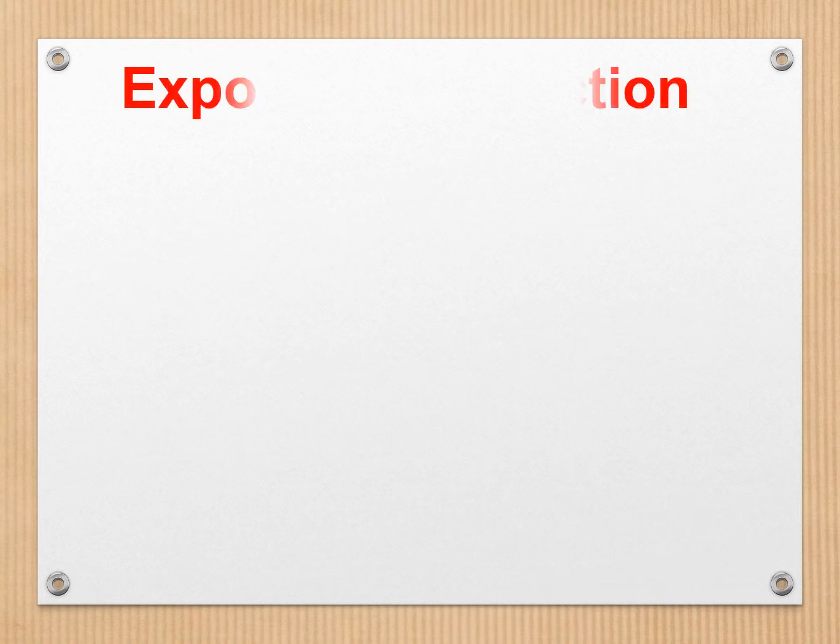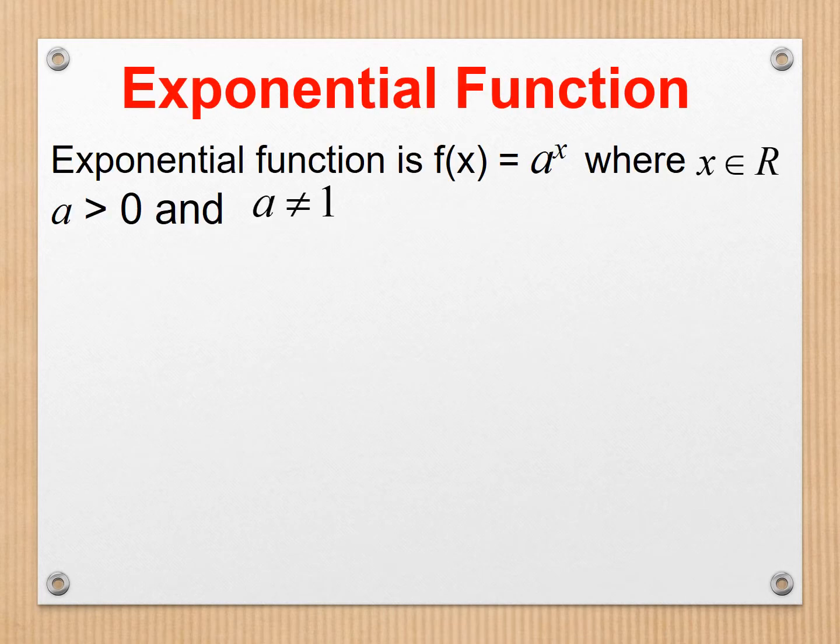What is exponential function? Exponential function is f(x) equals a to the power of x, where x is an element of real numbers, a is more than 0, and a does not equal 1. Constant a is known as the base, and variable x is known as the exponent.